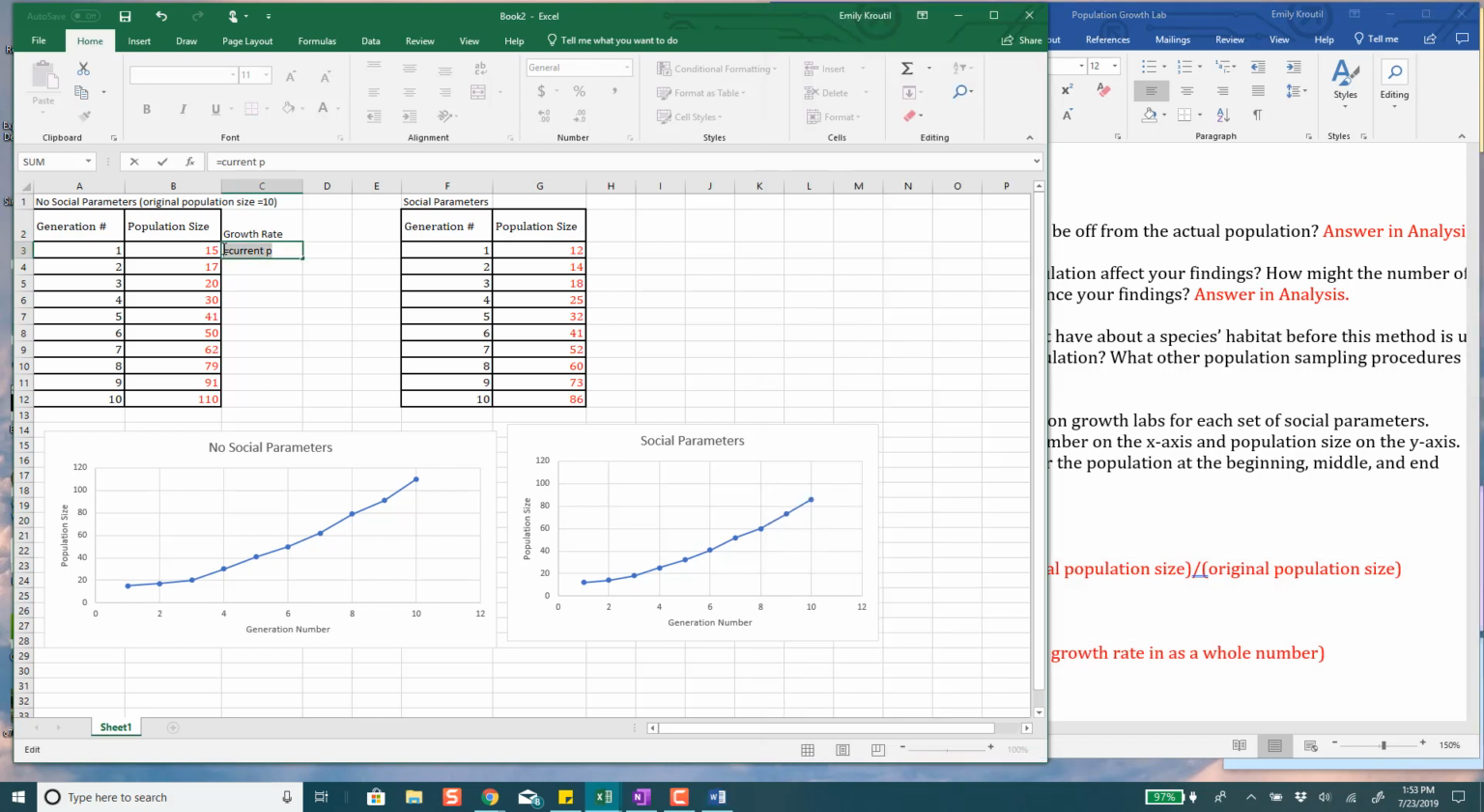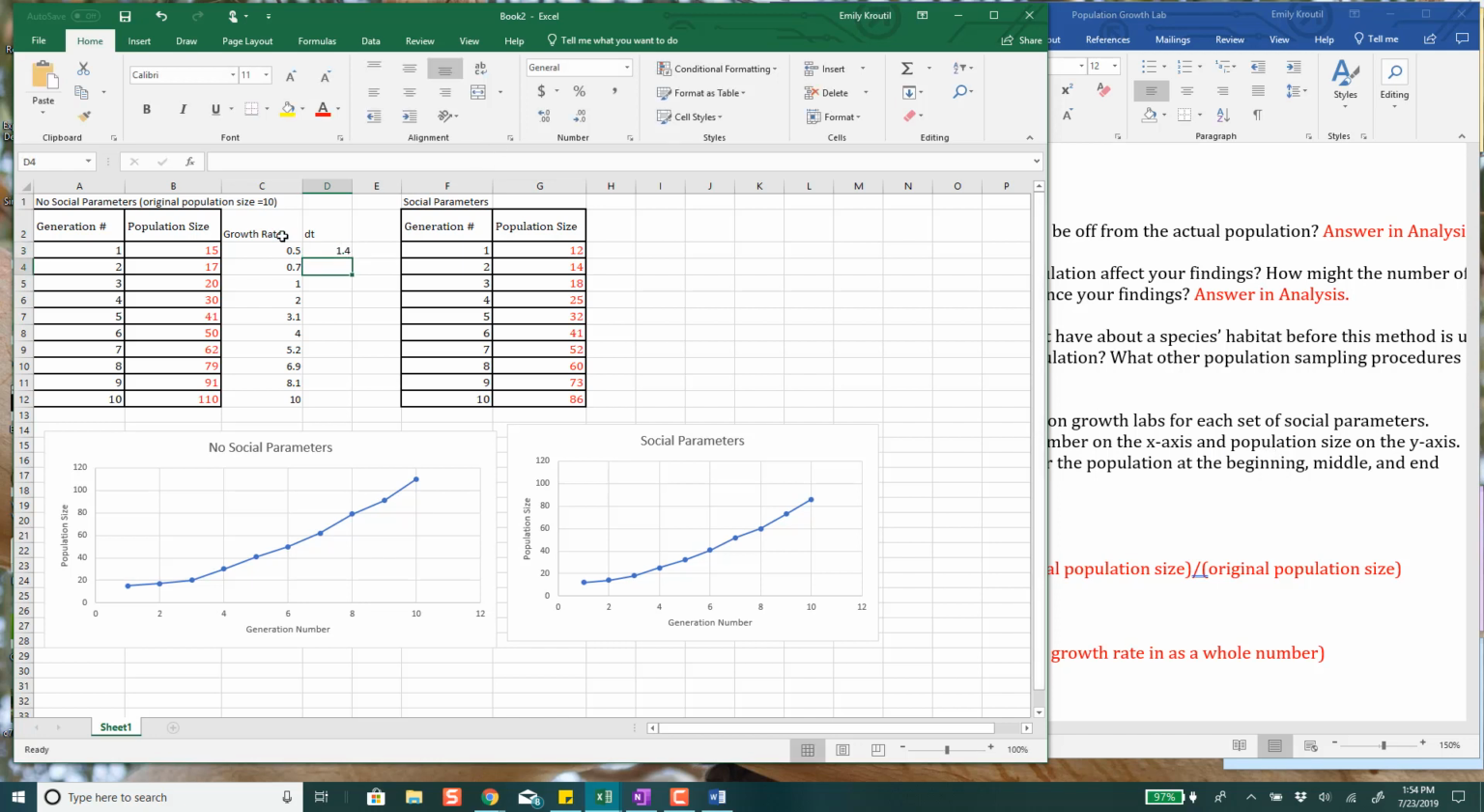So to calculate the growth rate, I'm going to do the current population size, which is 15, minus 10, divided by 10. Okay? And I'm going to do this the whole way down. Okay, there we go. Now you can see it starts getting really big. Then we do doubling time. For doubling time, we're going to do 70 divided by 50, because our growth rate is really 50.